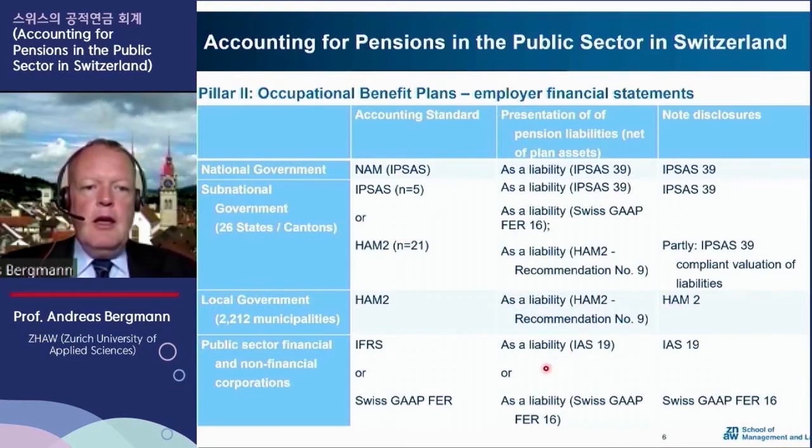And finally, public sector financial and public sector non-financial corporations, so the state-owned enterprises, they either apply IAS 19 if they are really large, like the Post or like Swisscom, or they apply Swiss GAAP FER 16 if they are smaller and are in the medium-sized enterprise sector. So basically what I can tell you is what we have already heard in the first presentation: all entities in Switzerland recognize a liability for those employment-related benefit plans. However, they use slightly different standards. Some are using IPSAS 39, some are using the harmonized accounting model, Recommendation 9, and some are using private sector standards.